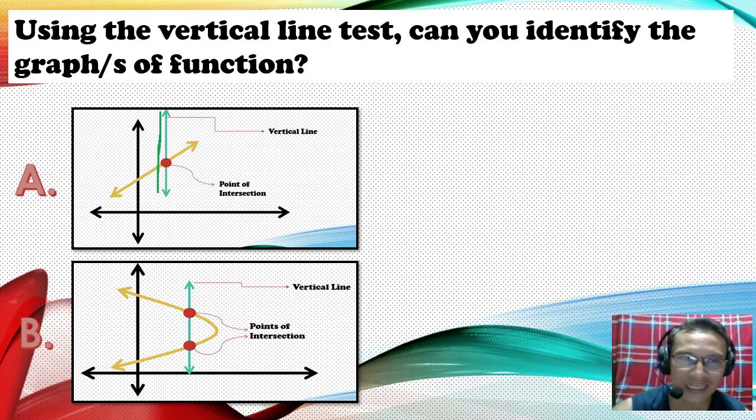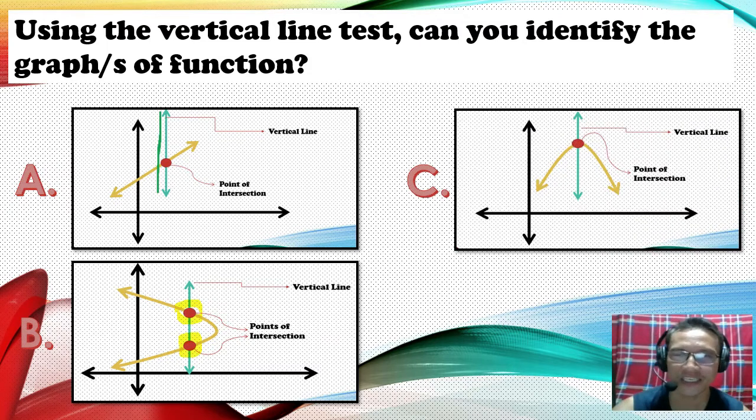After drawing the vertical line in letter B, the graph and the vertical line intersect at how many points? There are 2 points of intersection. So the question is, does this graph pass the vertical line test? Of course, the answer is no, since there are two points of intersection between the graph and the vertical line. So therefore, letter B is not a function.